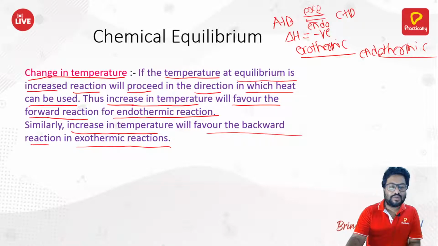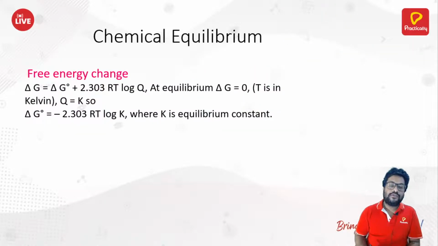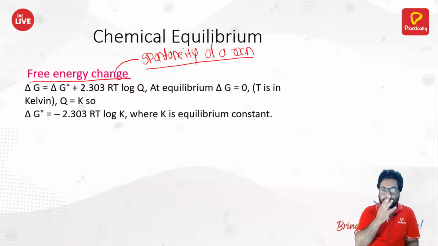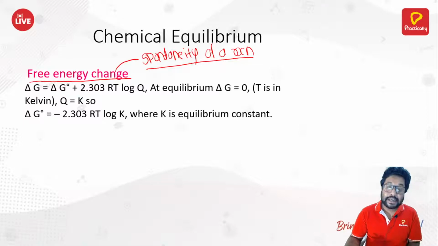Okay. So moving ahead. Now, free energy change. What is free energy change? See, free energy change gives you the spontaneity of a reaction. If the given reaction is spontaneous, its delta G has to be negative.